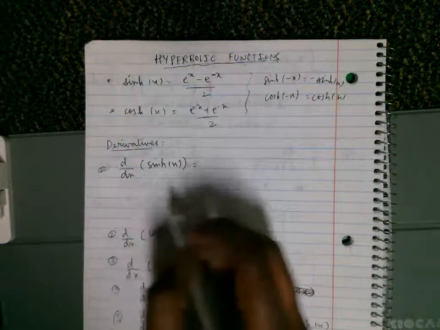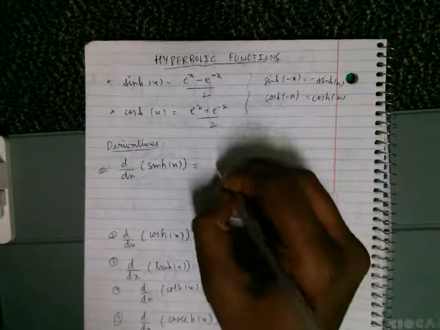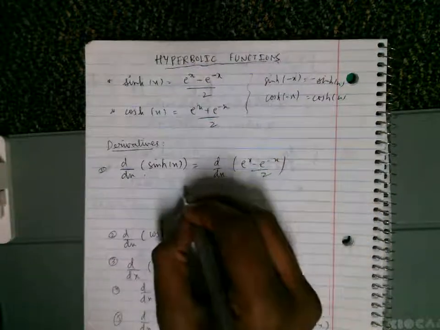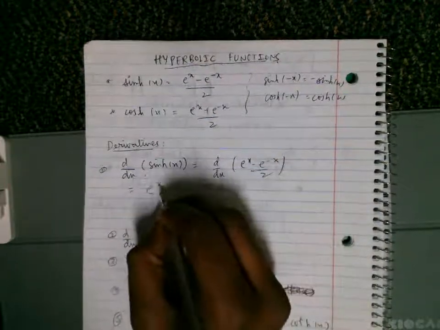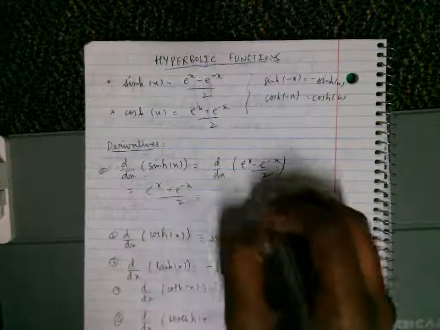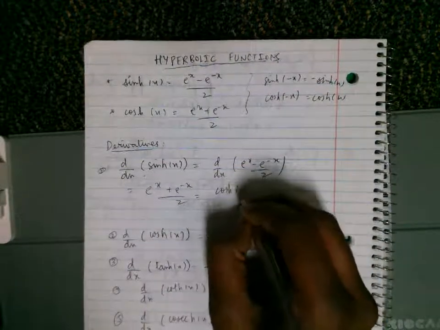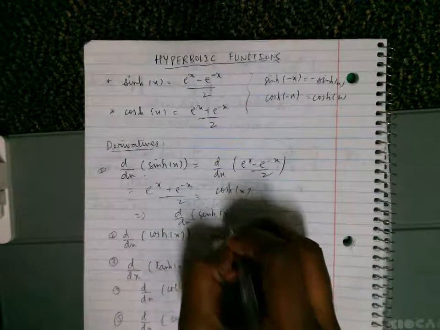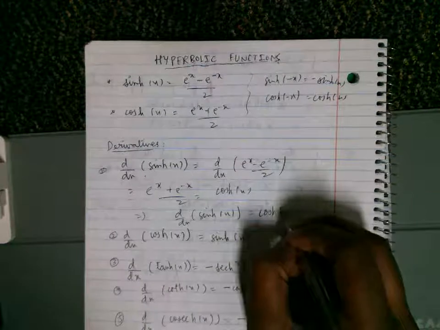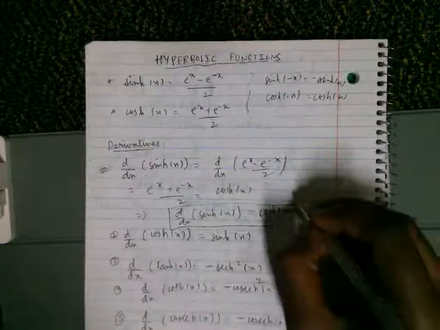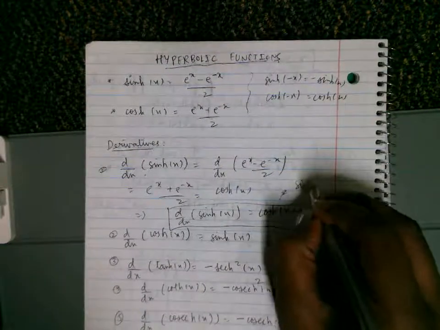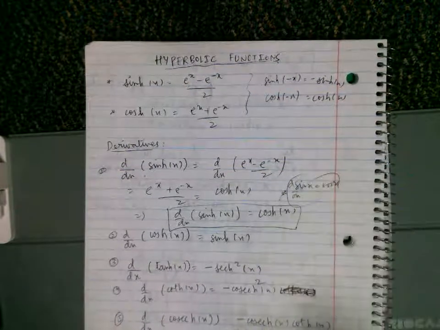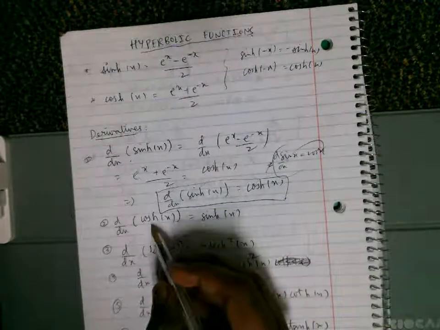Secondly, you can check that the derivative of sinh of x is d by dx of (e^x minus e^(-x)) by 2. This is equal to (e^x plus e^(-x)) by 2, which is cosh of x. So the derivative of sinh of x is equal to cosh of x, just like the trigonometric functions, where the derivative of sin x is equal to cos x. However, they differ in some sense.